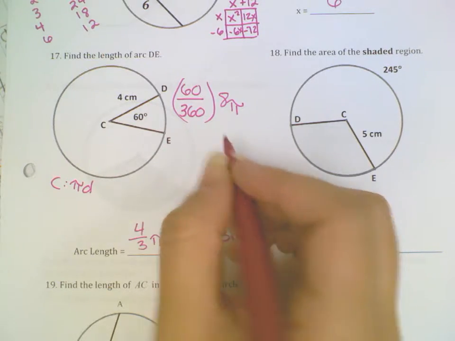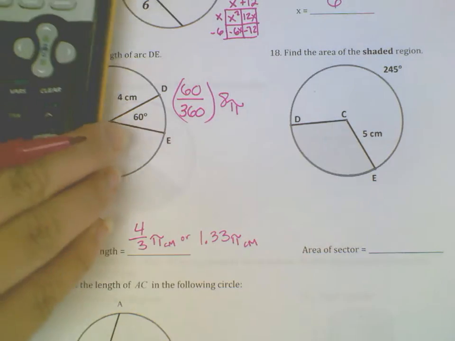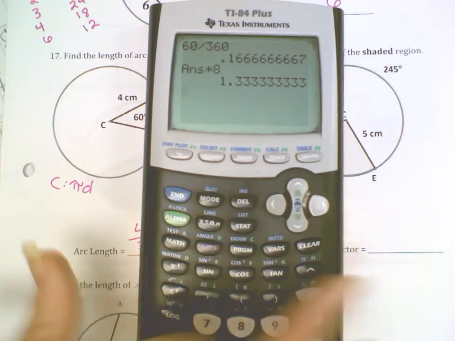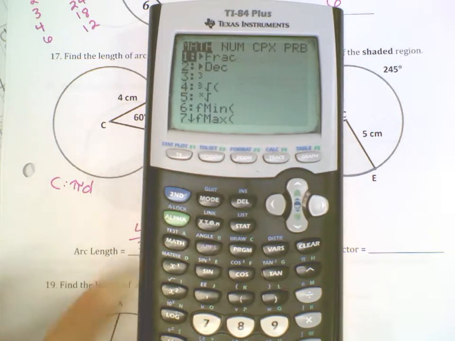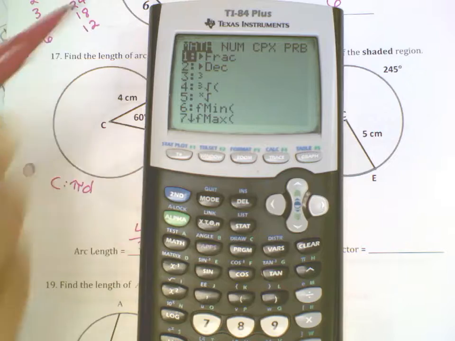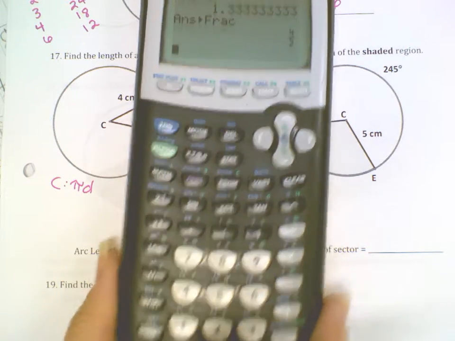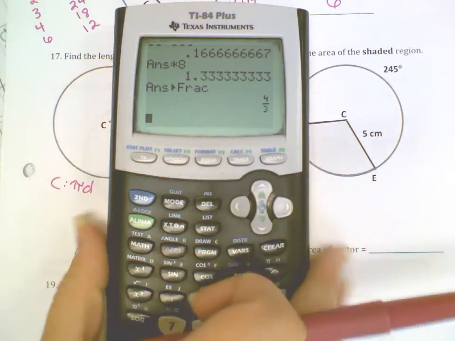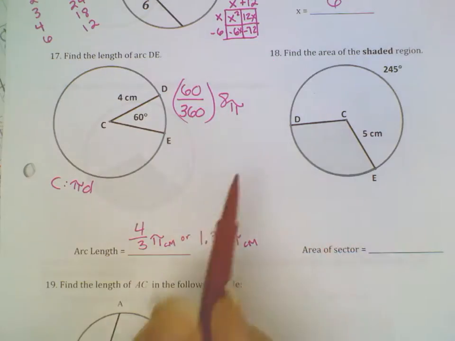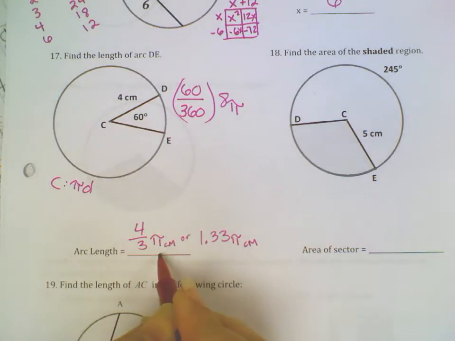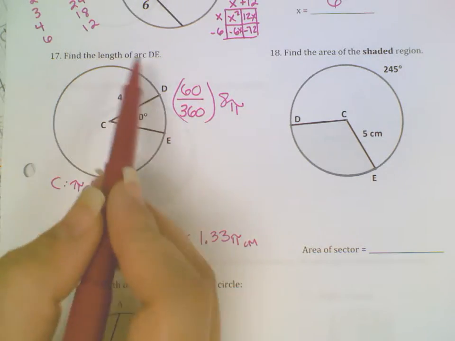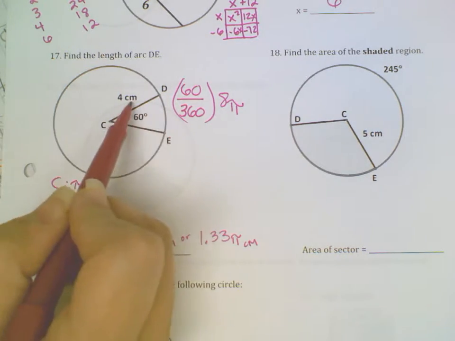To change that to a fraction, we'll press Math. It'll highlight the word frac, which is short for fraction. That's what we want. We press Enter twice, and it gives us a mixed number, which is 4/3 pi. And because we're dealing with length, it'll be centimeters. It tells us centimeters here.